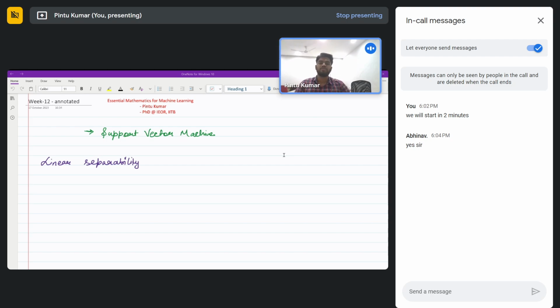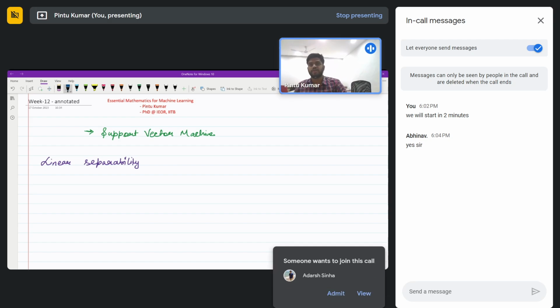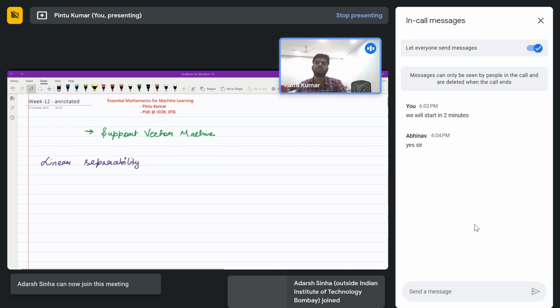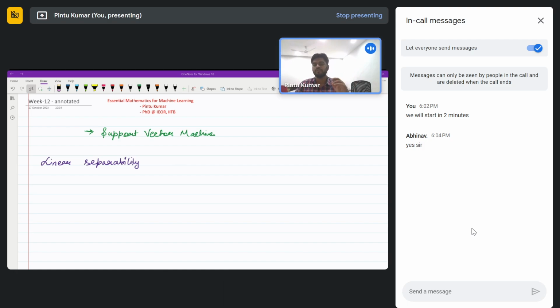The topic that I intend to cover today is related to support vector machine. I'll talk about linear separability in the beginning, and then we'll go to support vector machine, its motivation and its derivation. Then we'll talk a little bit about duality, so that we are able to derive the dual form of the optimization problem that we encounter in support vector machine. And this is the overall agenda for today.